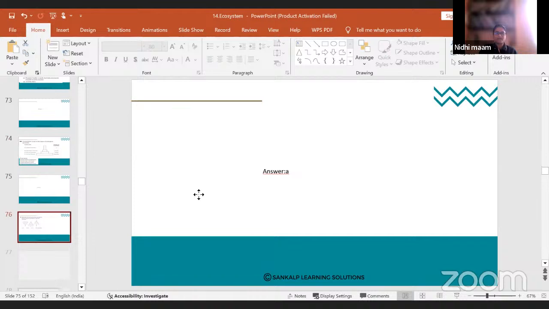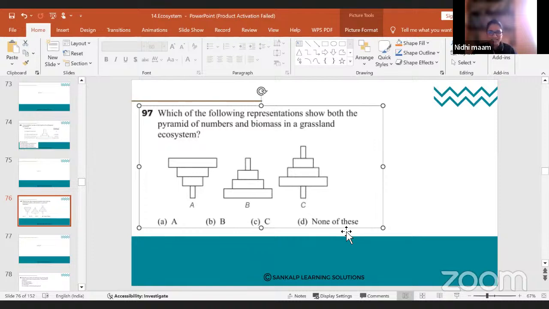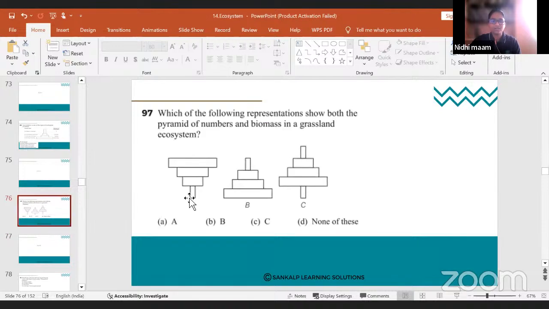Next question. Which of the following representations show both pyramid of numbers and biomass in a grassland ecosystem? A, B, C, or none of these? Yes, tell me. Ranjita, Divya, Aishu, Pavitra. Most of them are voting for option B, Ramya. So the right answer is option B, that is this one here.